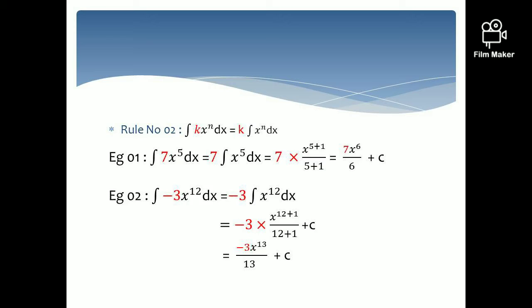Let's verify this theory with our second example. The problem is to integrate minus 3x to the power 12. From this integration you can take this minus 3 out and write it as minus 3 times the integration of x to the power 12 dx. Then you can simply apply the integration formula for x to the power 12. Your answer turns into minus 3 times x to the power 12 plus 1 over 12 plus 1 plus c. Final answer is minus 3x to the power 13 over 13 plus c.